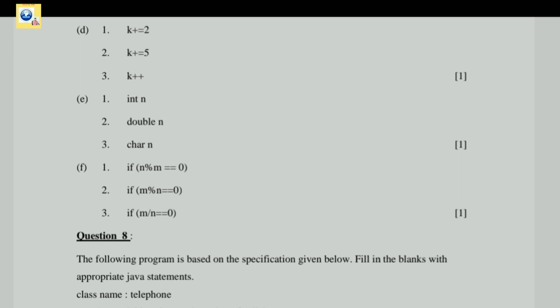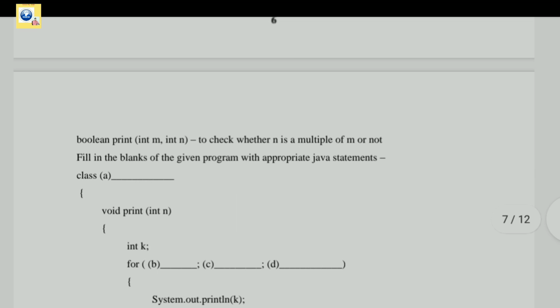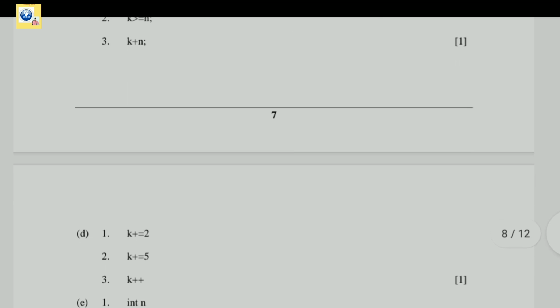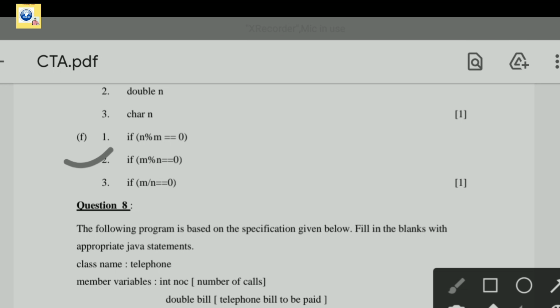Options are: if n modulo m, or m modulo n, or m divided by n. As per the question, which should be a multiple of which? The question says that n is a multiple of m, so we have to compute n modulo m. The first option, n modulo m equal to 0, means n is completely divisible by m, so we will go with option number 1.